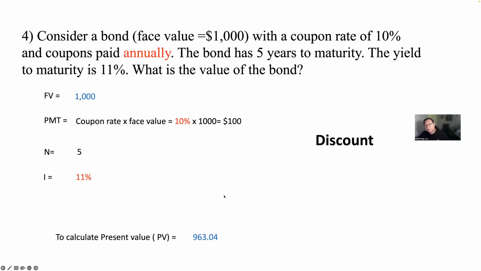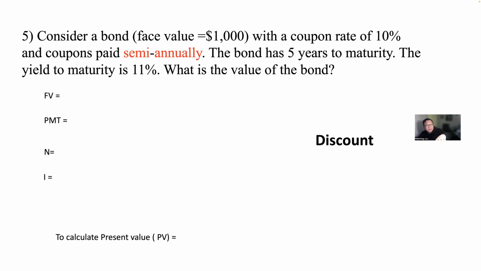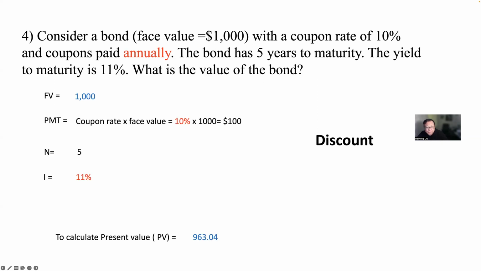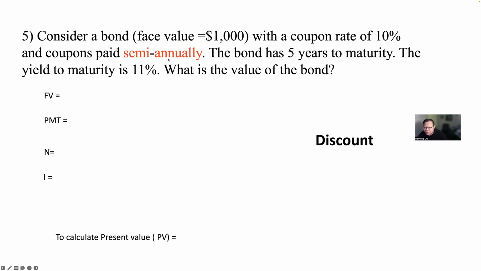Now, so far we have been dealing with everything annually, right? The payment is all made annually. What if this is a semi-annual situation? So same bond, face value 1,000, coupon rate 10%, paid semi-annually, 5 years to maturity, yield to maturity 11%.